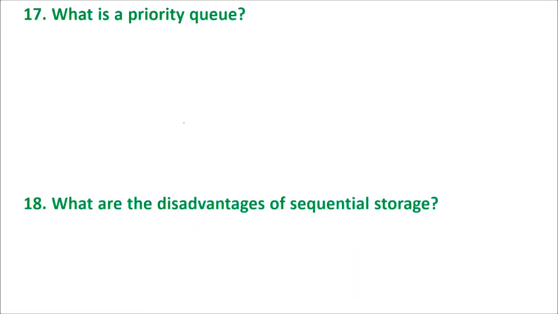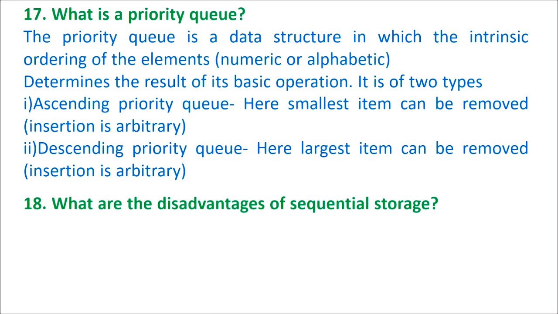What is a priority queue? You have known the queue. Now a priority queue. A priority queue is a data structure like a queue, in which the intrinsic ordering of the elements is there, that is numeric or alphabetic. So there will be an intrinsic ordering, which determines the result of a basic operation, and it is of two types. First, you can have an ascending priority queue. Here the smallest element can be removed, while the insertion is arbitrary. But in a descending priority queue, only the largest element can be removed. So there is a particular order in the values which are there in the queue.